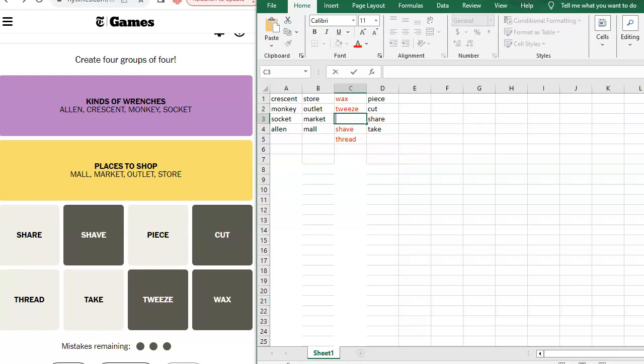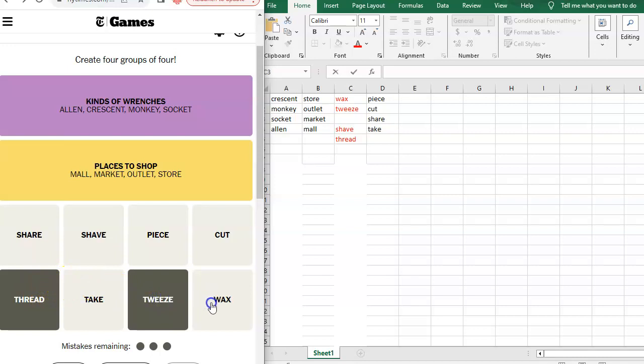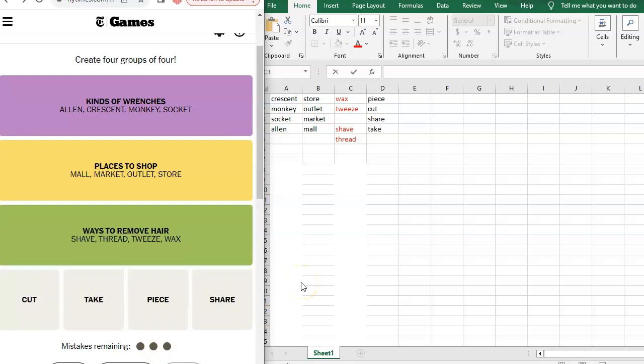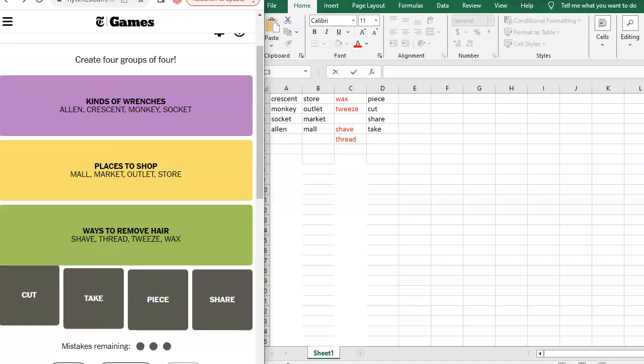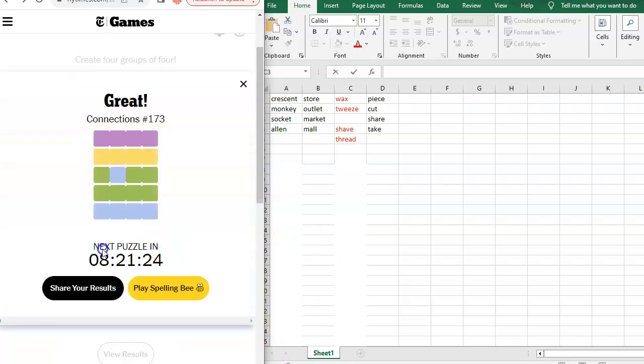So let's try that. Let's do thread, tweeze, wax, and shave. Ways to remove hair. Okay. And then I was thinking thread would be to add hair. I didn't know you could remove hair that way. Cut, take, piece, share. It's your portion. Portion of profit. All right, got a mistake in there. I don't know, it makes it look kind of pretty in my opinion.